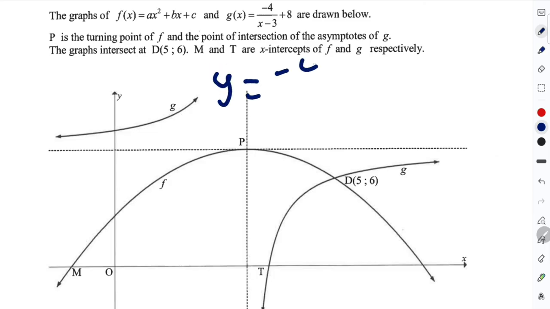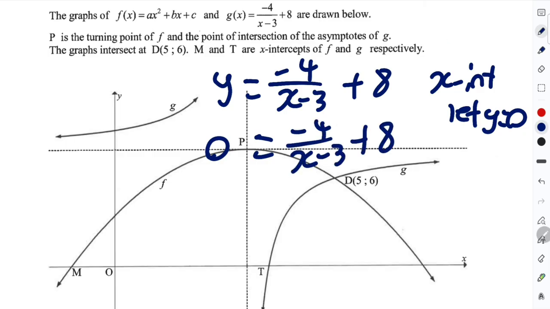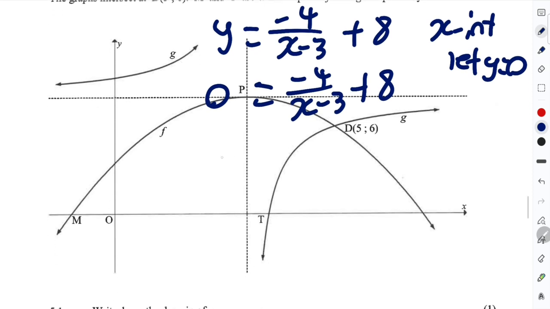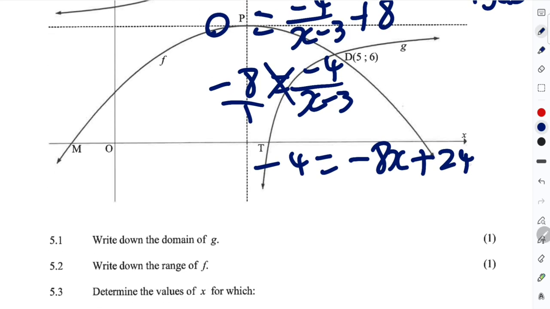So y is equal to negative 4 over x minus 3 plus 8. We are looking for the x-intercept, so we let y equal 0. So 0 is equal to negative 4 over x minus 3 plus 8. Then we take 8 to the other side. Negative 8 is equal to negative 4 over x minus 3. We cross multiply. So negative 4 is equal to negative 8 times x, negative 8x, negative 8 times negative 3, positive 24. Then we take 24 to the other side, it becomes negative. Negative 4 minus 24 is negative 28, equal to negative 8x.